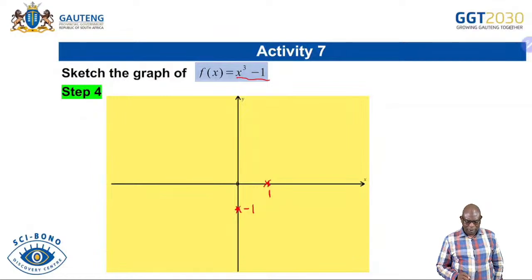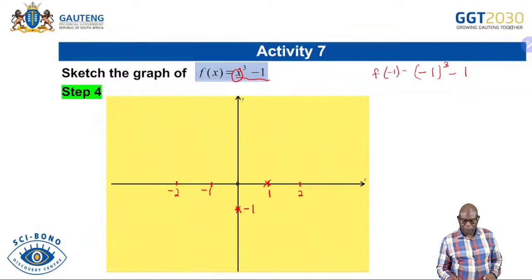So I'm going to say, let me see what will happen if I substitute by -1. Let me see what will happen if I substitute by -2. Let me see what will happen if I substitute by 2 there. In other words, so that I can have a proper graph. So if I substitute by -1 on this graph, I'm going to get -1 cubed minus 1, so -1 minus 1, which will give me -2.